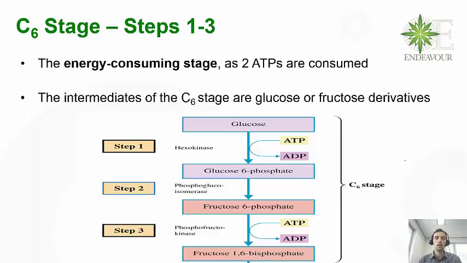So what is an isomerase and how does it function? An isomerase is an enzyme that will convert a compound from one isomer version of itself to another. In this case, we saw in step 2 that the phosphoglucoisomerase converted glucose 6-phosphate to fructose 6-phosphate, which have the same atoms, but they're just arranged differently.